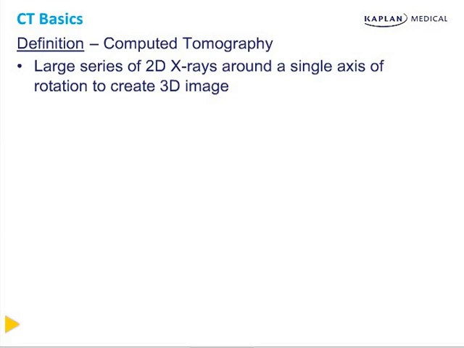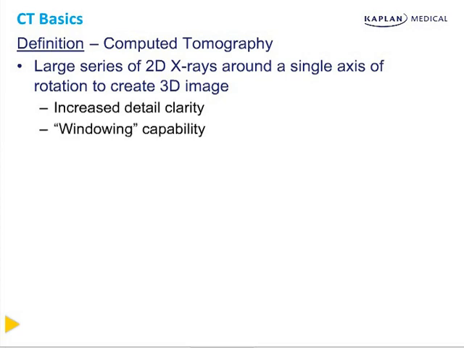This allows for visualization of images in multiple planes, especially in an axial plane, which is how CTs are most often presented. Along with the ability to "see inside" structures due to the 3D capabilities, CTs also provide increased detail clarity, which can help differentiate structures that may look very similar on a plain X-ray. And finally, due to the digital images produced by CTs, there is the capability for windowing, or using the computer to enhance a specific tissue type, such as bone or brain tissue, to better evaluate for specific pathology.